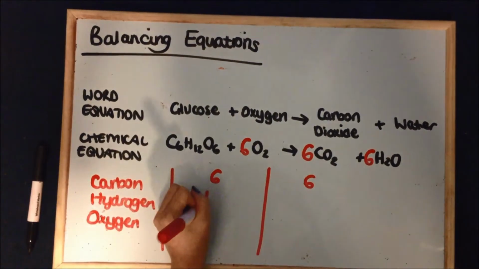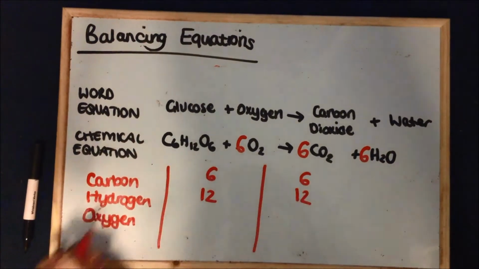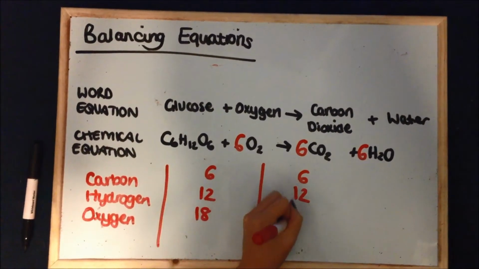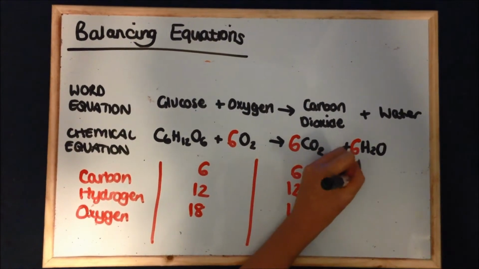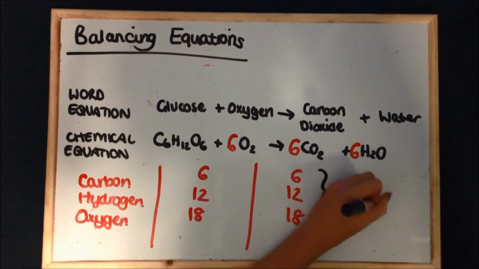Finally, to balance the oxygen we have a total of 18 on the product side, so we add a 6 in front of the O2 on the left, which gives 12, and added to the 6 oxygen in glucose gives 18, and a balanced equation.